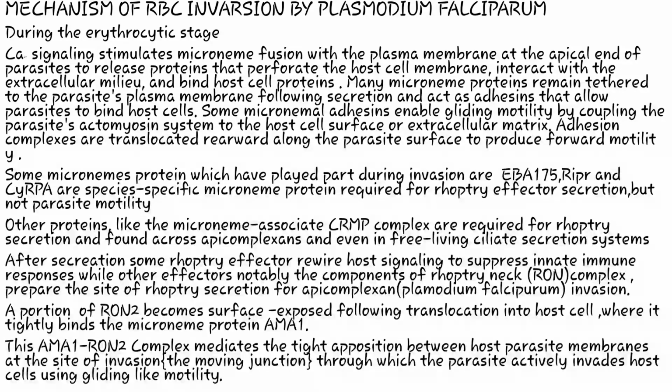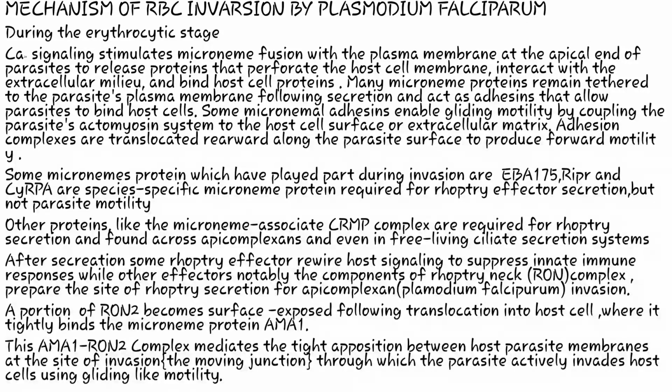So they tended to translocate rearward along the parasite surface to produce a forward motility. Some micronemes produce microneme proteins that play a part during invasion. EBA-175, RIPR, and CyRPA are species-specific microneme proteins, which are required for Rhoptry effector secretion, but not parasite motility.